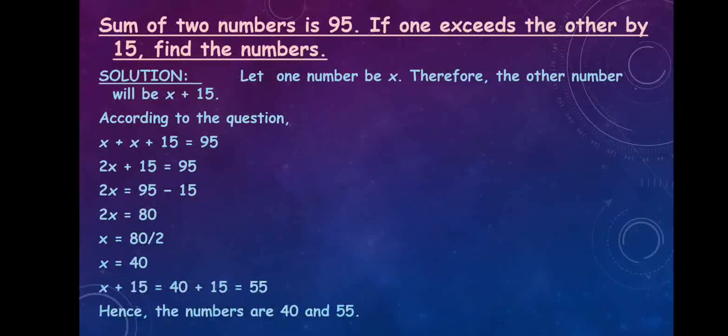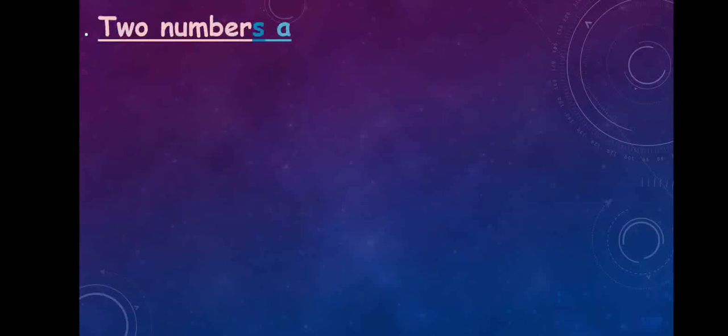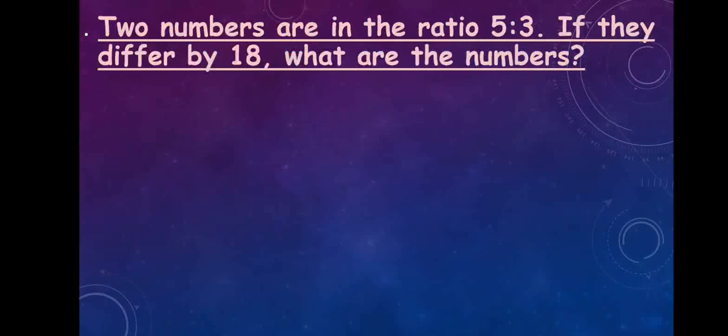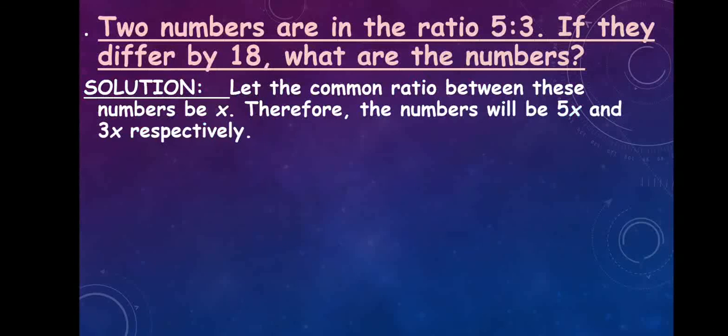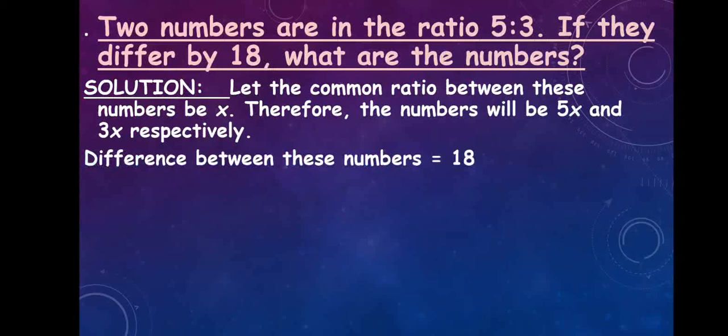Coming to the next one. Two numbers are in the ratio 5:3. If they differ by 18, what are the numbers? For the solution, let the common ratio between these numbers be x. That means I can assume the first number is 5x and the next one is 3x. And the difference between the two is given as 18.